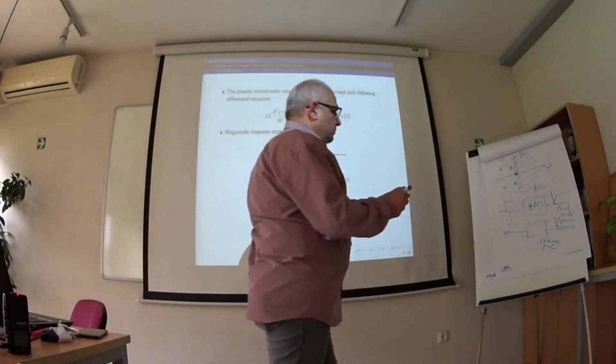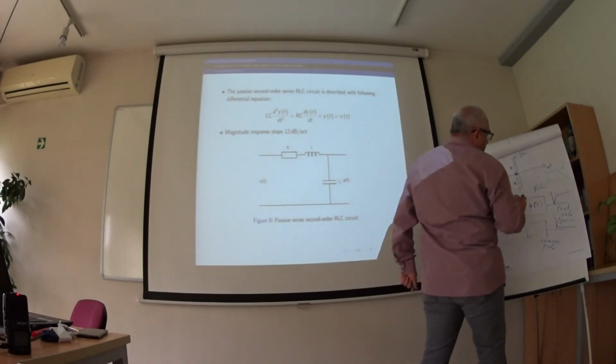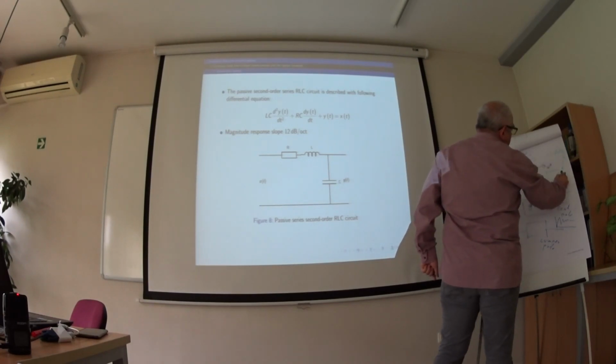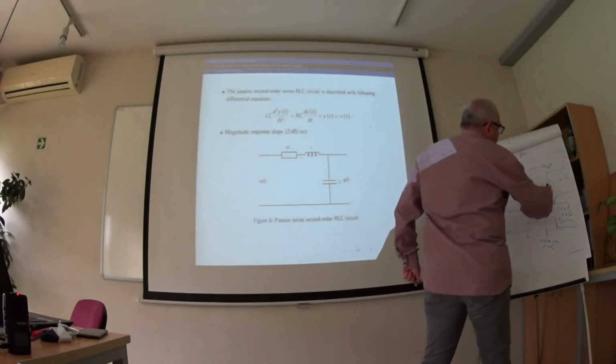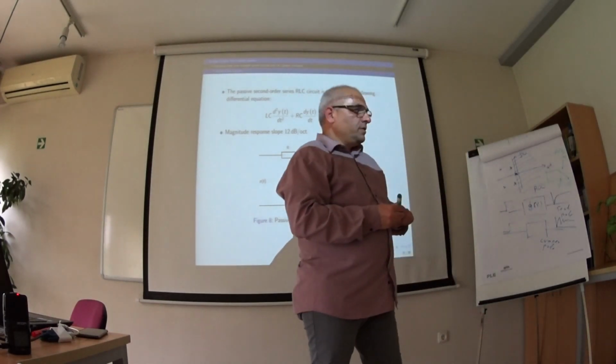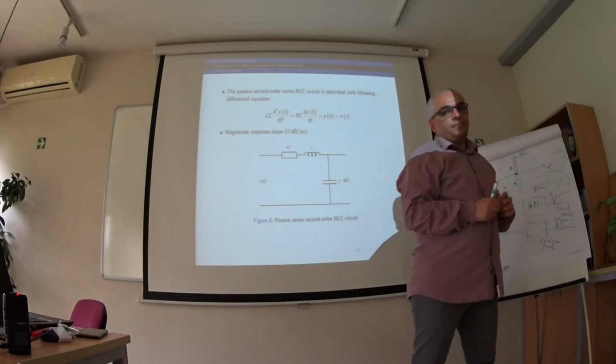What is the slope? If we have a low pass filter, and the filter is first order, the slope is 6 dB per octave. Octave means doubling, increasing the frequency twice. If we have F1, 1 octave will be 2 times F1. The slope for a first order filter is 6 dB, for second order is 12 dB.